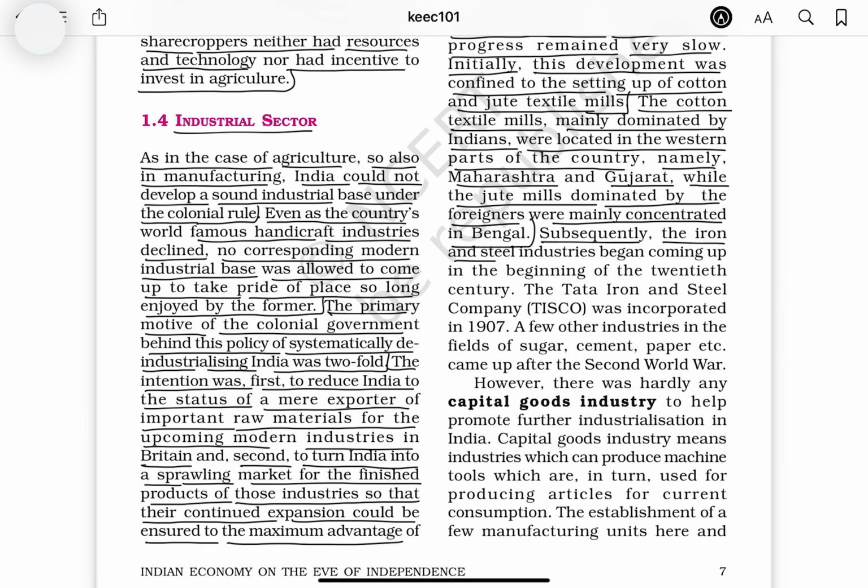Subsequently, the iron and steel industries began coming up in the beginning of the 20th century. The Tata Iron and Steel Company (TISCO) was incorporated in 1907. A few other industries in the fields of sugar, cement, paper, etc. came up after the Second World War.